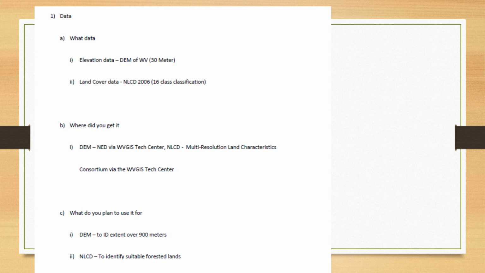The DEM was used to identify all locations with an elevation above 900 meters. The NLCD was used to identify all the suitable forested lands for flying squirrel habitat. And that's how you would basically convert those. If you were to go through that entire outline and fill it in just like that, you'd have a nice, wonderful, concise, to-the-point method section.